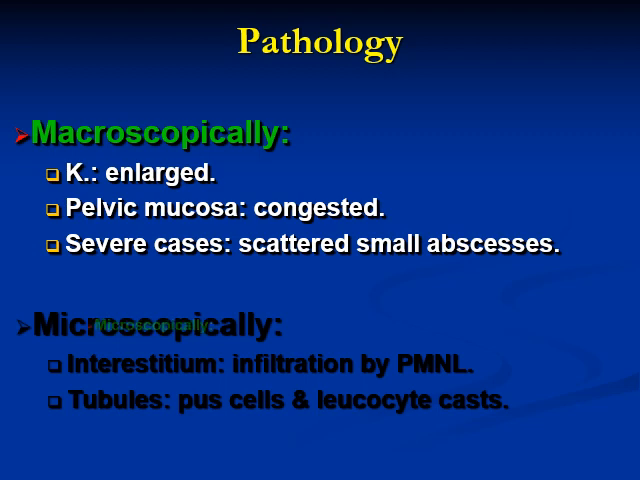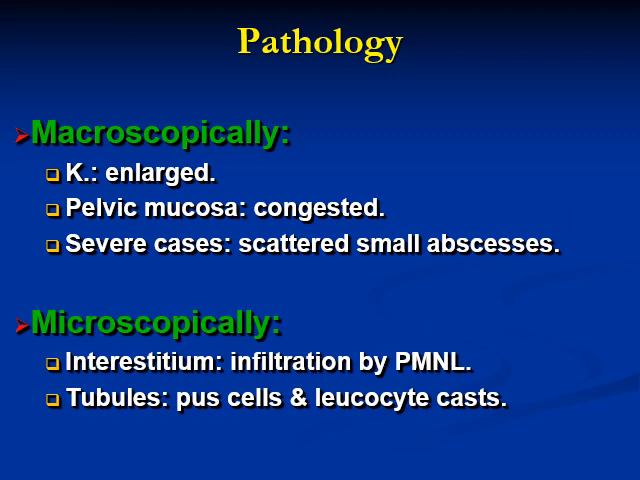What happens in the kidney in an acute pyelonephritis? Macroscopically, since it is an acute infection, the kidney is normal in size or even enlarged due to the presence of edema. The pelvic mucosa shows congestion, and in severe cases there are scattered small abscesses. Microscopically, as shown in a renal biopsy, the glomeruli and the blood vessels are normal. The renal interstitium shows edema and infiltration by acute inflammatory cells, the polymorphonuclear leukocytes. The tubules show pus cells and leukocyte casts.